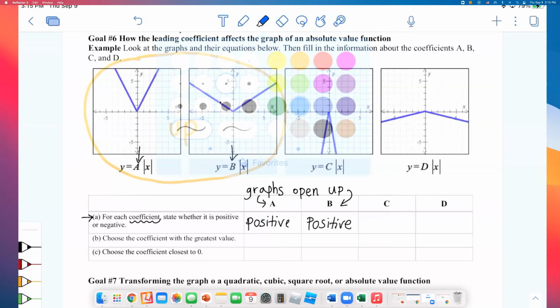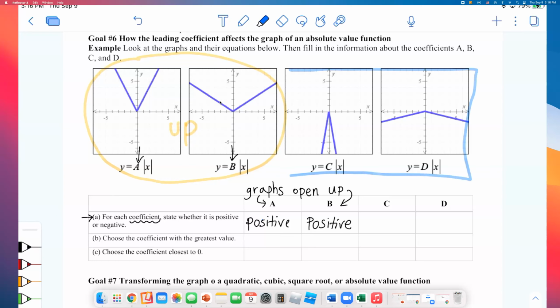Now, the other graphs, with coefficients C and D. Notice they open down, right? So C and D must be negative. So by looking at the direction of their opening, we can tell if these coefficients are positive or negative. Now the next question, that's the tricky one. Do you agree with me that positive numbers are always bigger than negative? That's true, right?